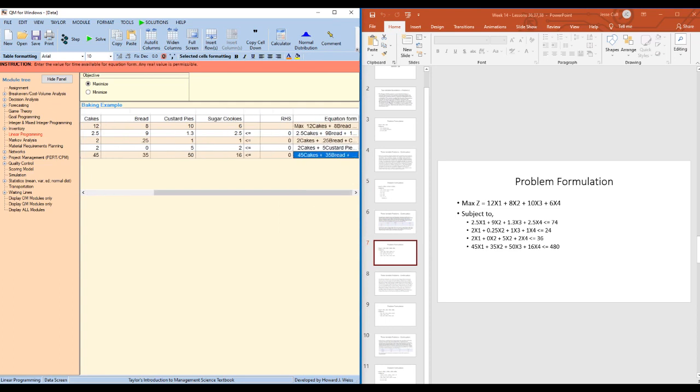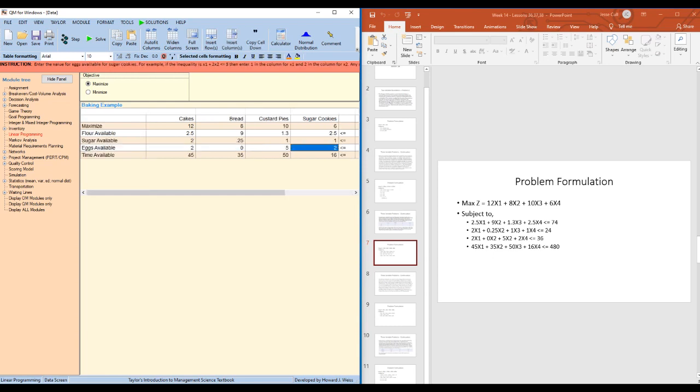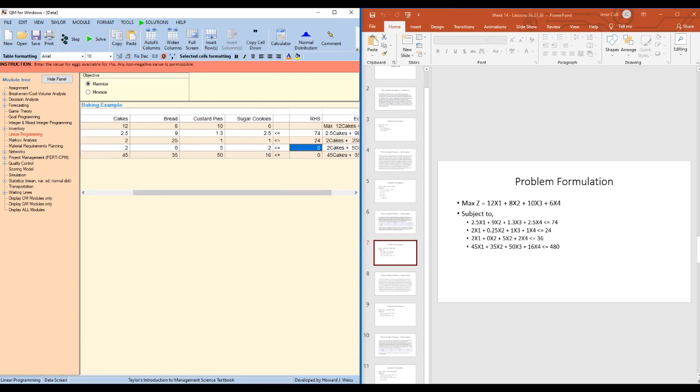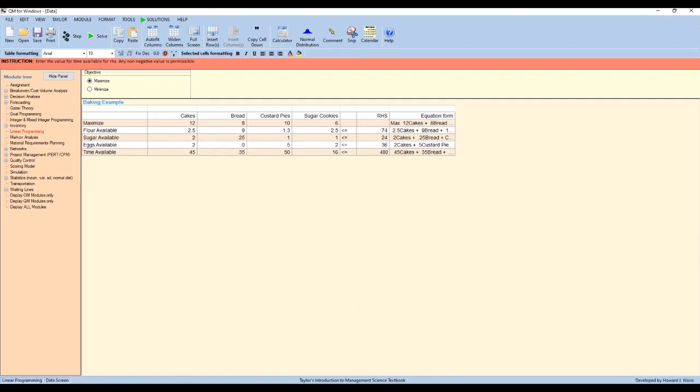And finally, we have to enter in the right-hand side here. So our first one, we have 74 cups of flour available. We have 24 cups of sugar. Oh, not 25, 24. We have 36 eggs available. And finally, 480 minutes available.